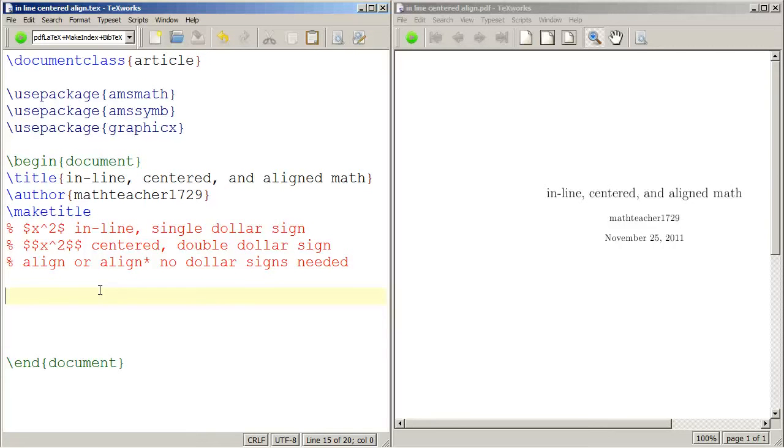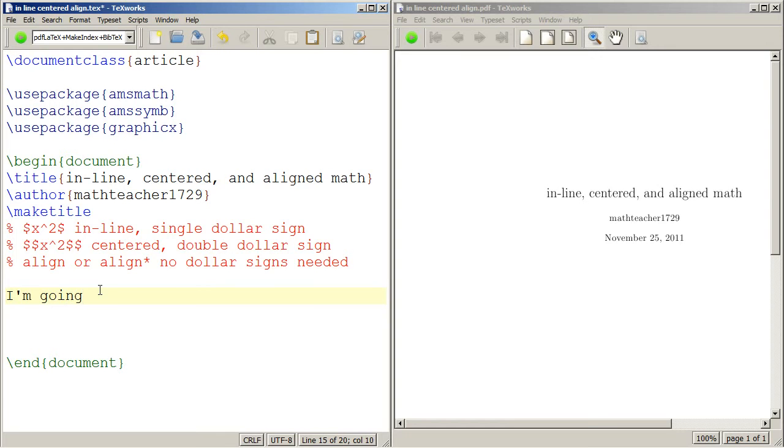I want to talk about the difference between inline math, centered math, and aligned math. As we can see in the comments, if you put single dollar signs around your math, it will just be inline. If you put double dollar signs around it, it will be centered. And if you're using the align environment, no dollar signs are needed for whatever happens inside there. So let me give you an example of what I mean.